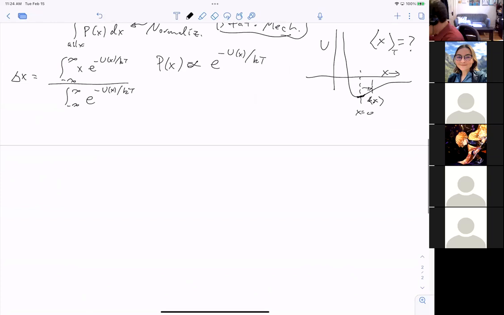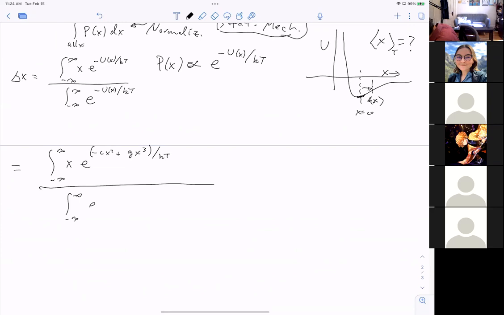So let's do it. That's equal to the integral from negative infinity to infinity of x, and now the U of x, we'll plug in the negative cx squared, and then plus gx cubed. That's just the anharmonic term, that's the energy of the atom, divided by kT. And then on the bottom, we'll just do the integral from negative infinity to infinity of e to the negative cx squared plus gx cubed over kT. And all we've got to do is these integrals.